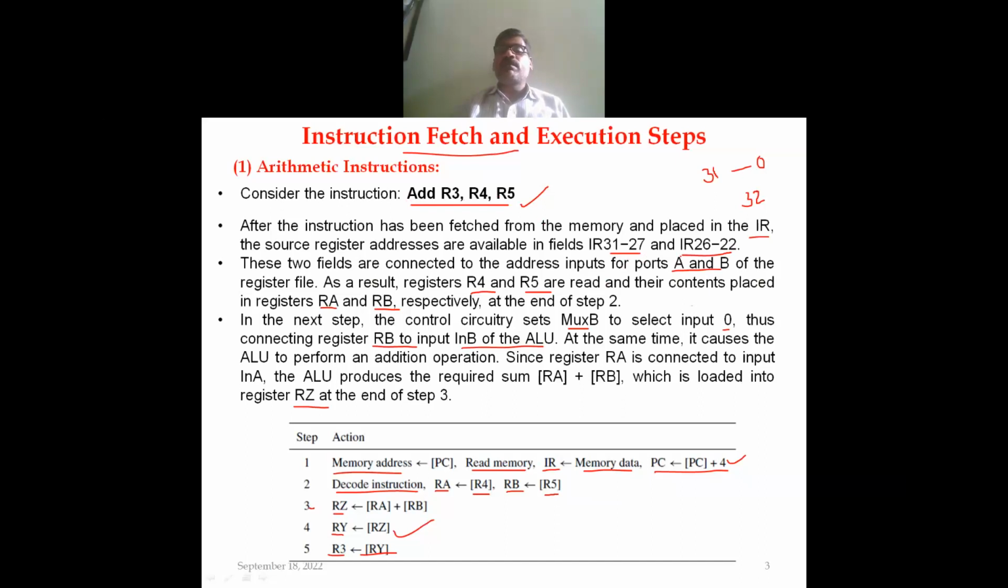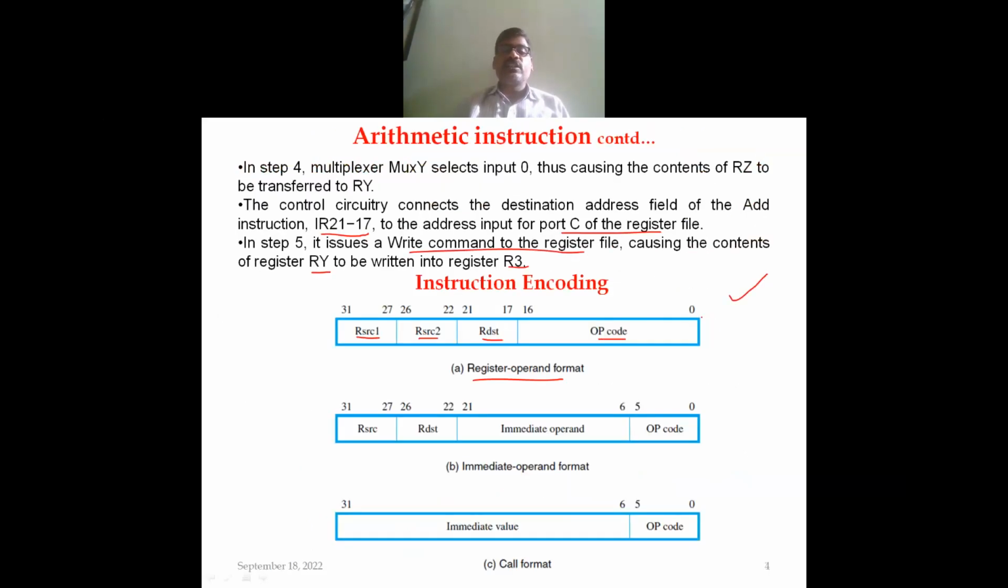You see here the first operand and second operand are at 22 to 26 and 27 to 31, and the result will be encoded here. Bits 17 to 21 are the result, the destination register. If an immediate operand is there, then we will make use of this instruction encoding.